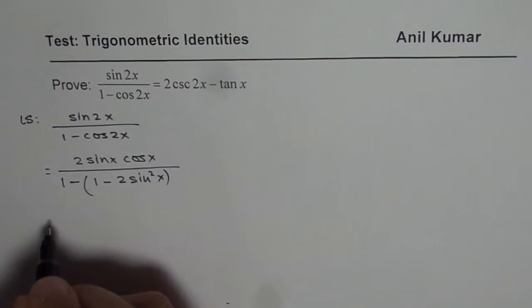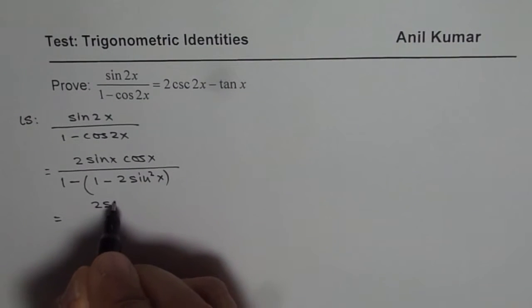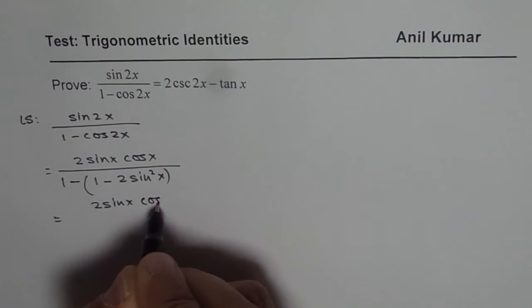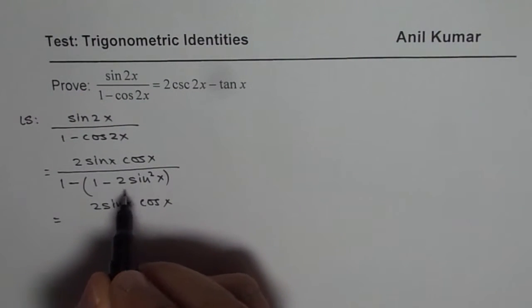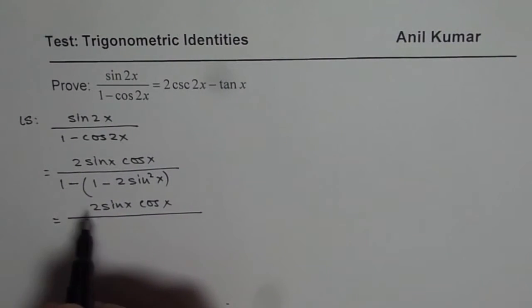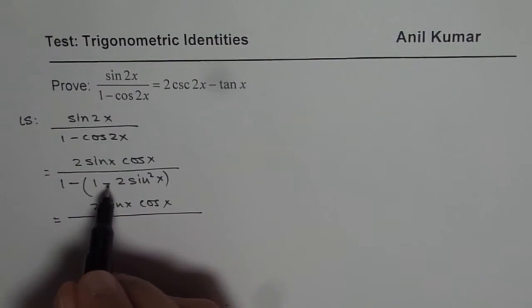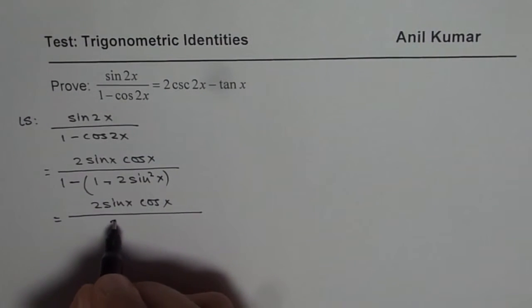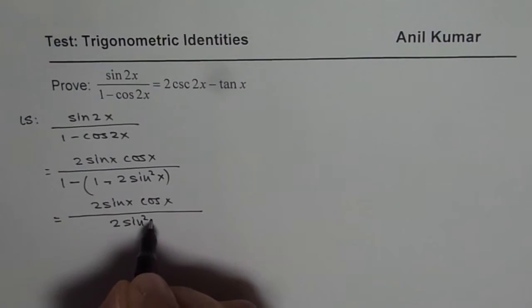So that will simplify. So with that we get 2 sin x cos x. The other options, if you use, you may have to do 2 extra steps. But finally you will get what I am getting to. 1 minus 1 is 0. Minus and minus makes it plus. So we have 2 sin square x in the denominator.